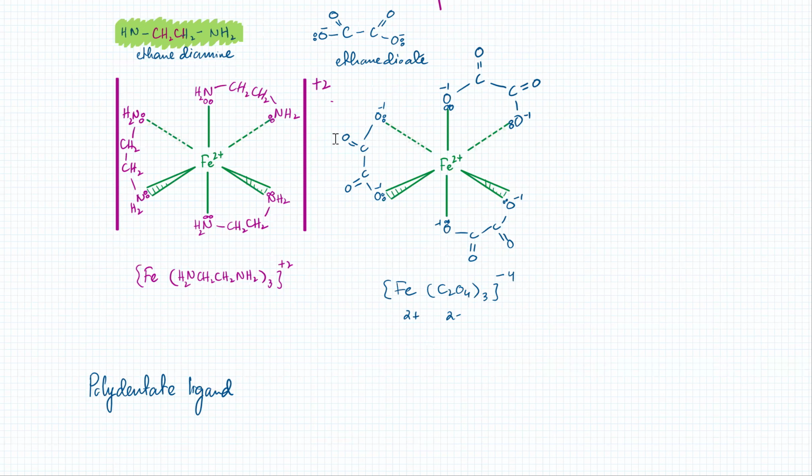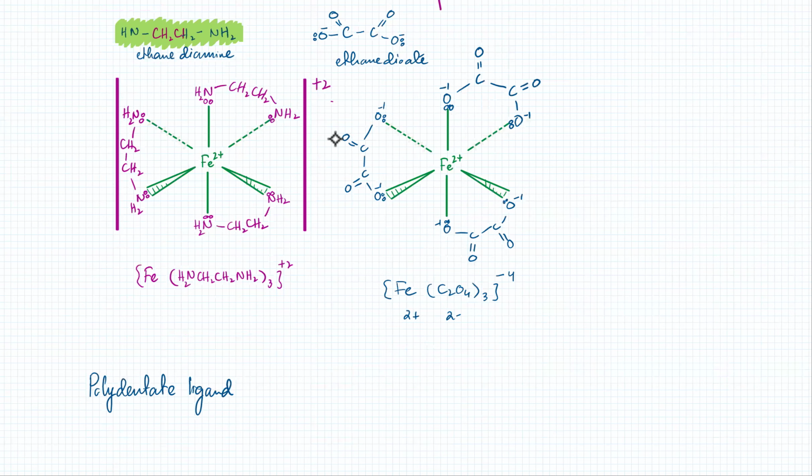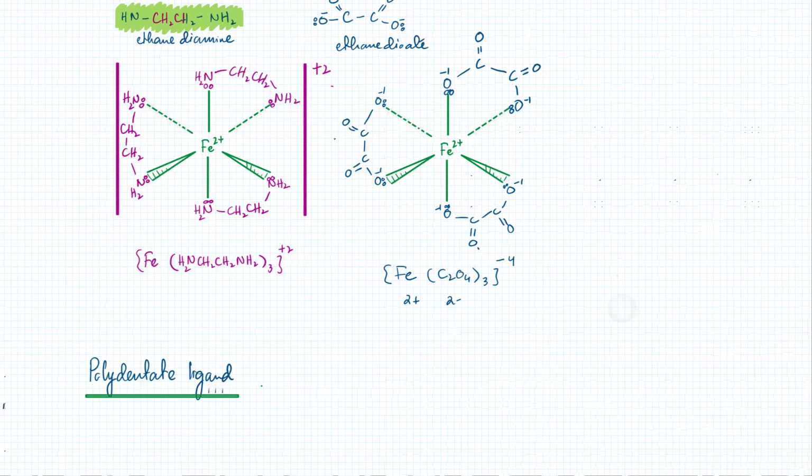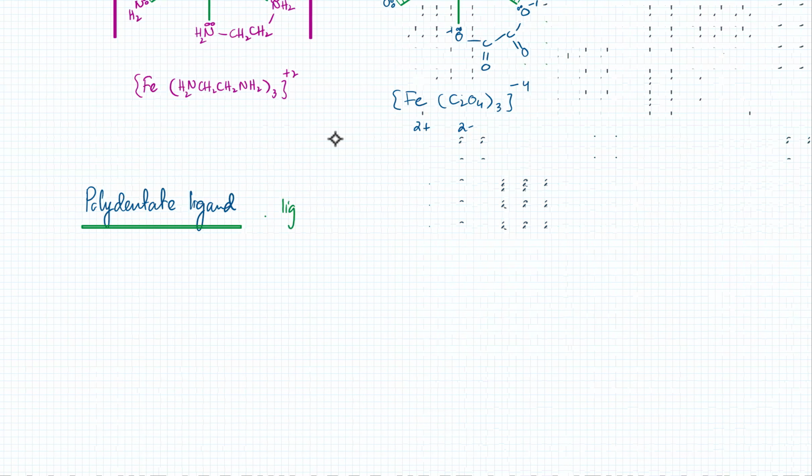Then you have polydentate ligand. Now that's very complex. You're not going to be asked to draw this. I mean, you can be asked to draw this, but normally the drawing would be really difficult. A polydentate ligand is a ligand that forms many dative bonds. So a single ligand can form many, many dative bonds, just like a bidentate.